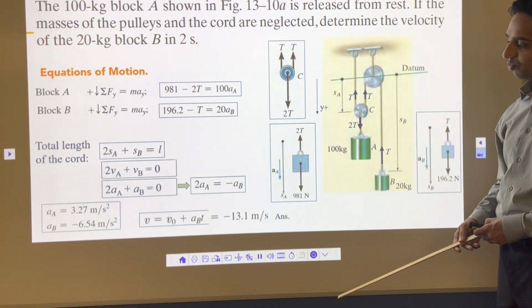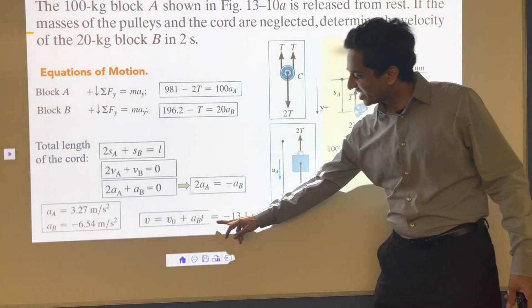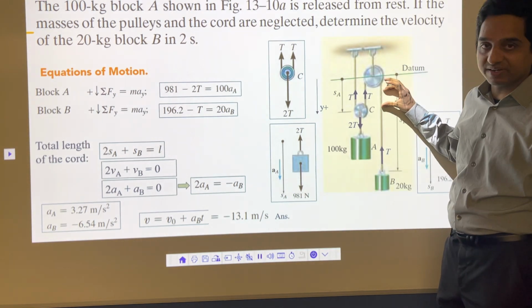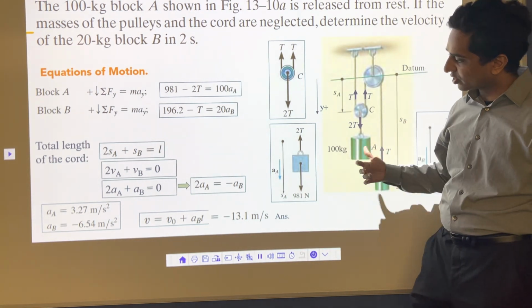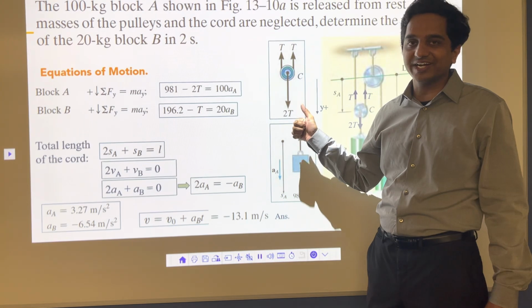In this case, it's 13.1 meter per second. The minus sign is there because this one is moving in the upward direction. So that means upward. You can rewrite it as 13.1 and write down the direction upward.